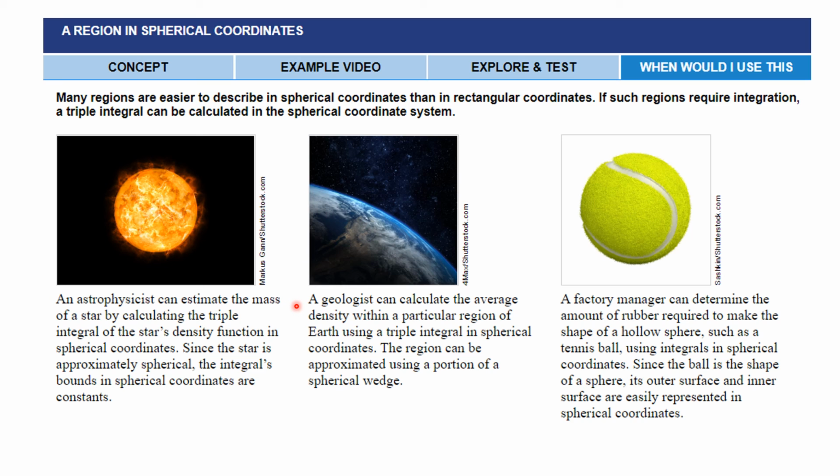A geologist could calculate the average density within a particular region of the Earth by using a triple integral in spherical coordinates. The region can be approximated using a portion of a spherical wedge. And a factory manager can determine the amount of rubber required to make the shape of a hollow sphere, which is really what a tennis ball is, using integrals and spherical coordinates. Since the ball is in the shape of a sphere, its outer surface and inner surface are easily represented in spherical coordinates.